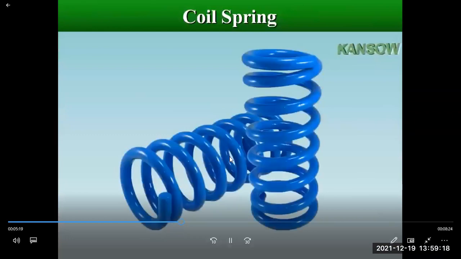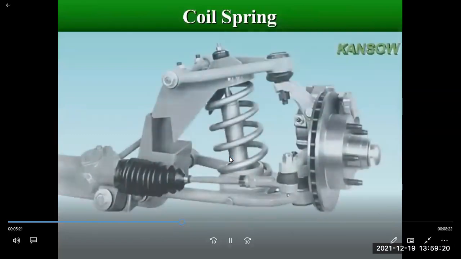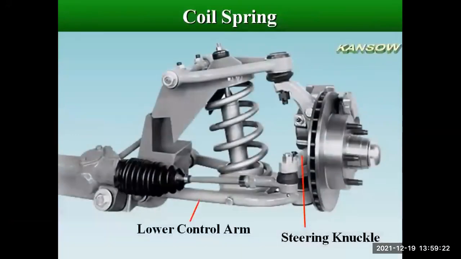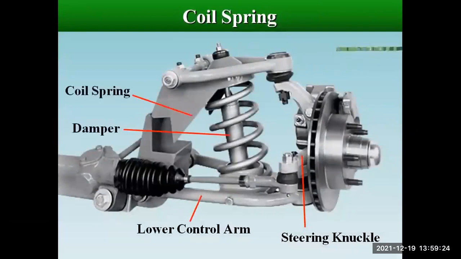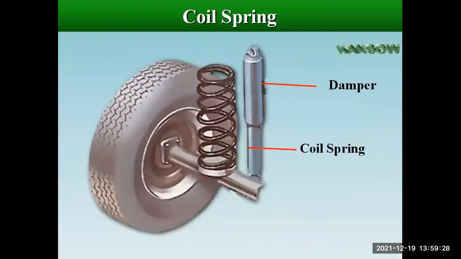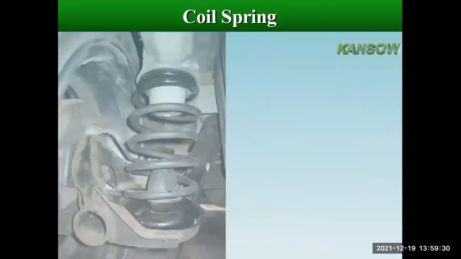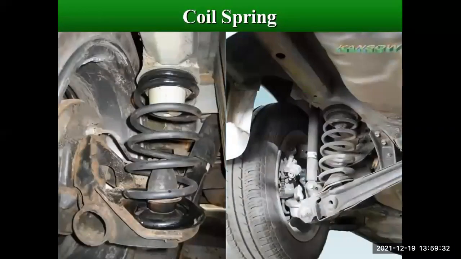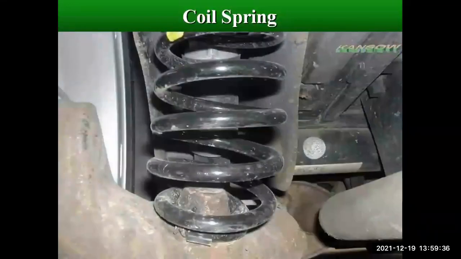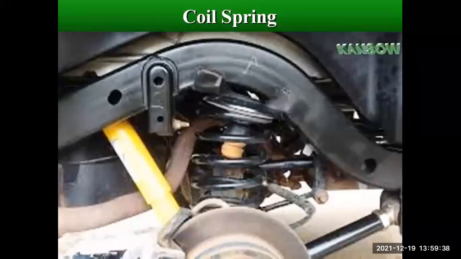A coil spring is simply a spiral of resilient steel rod. It is stretched or compressed by the vertical movement of the wheels. Coil springs are most common springs used in front and rear of passenger cars. Coil springs absorb the force of impact by twisting.